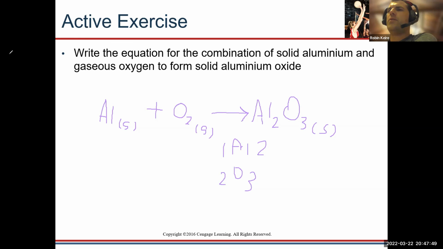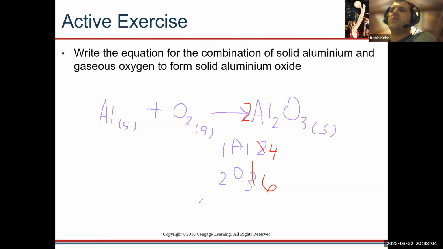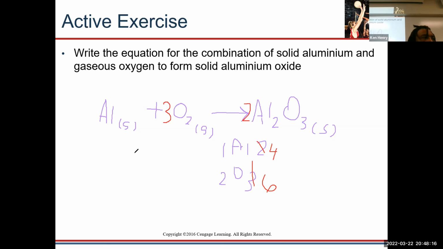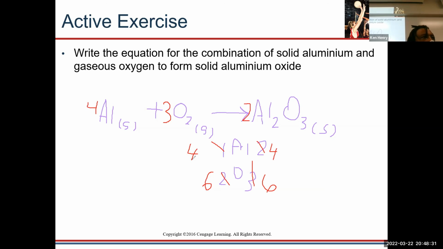So if you put a coefficient of 2 in front of the aluminum oxide, so you're saying put a 2 here? Everybody said 2 here? Then that gives me 4 aluminum and 6 oxygen. Is it balanced now? No. So then you balance your oxygen on the reactant side by adding a 3 in front of there, and that gives you 6. And then you need to balance the aluminums, by 4, you said? Yeah, 4. Now is that balanced?